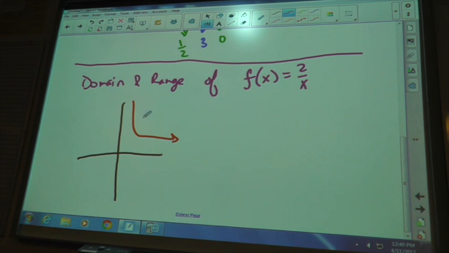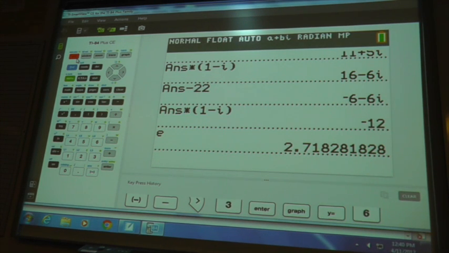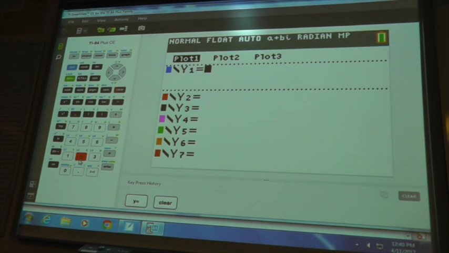What is the domain and range of this? Now here's the thing, we can ask our calculator all these questions too, right? 2 over x. Graph it.